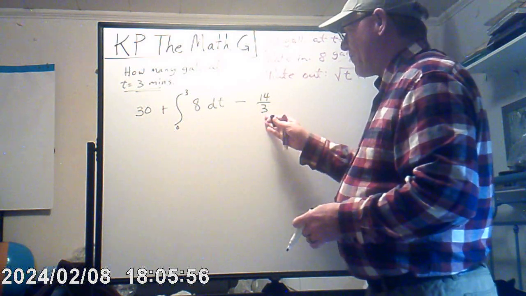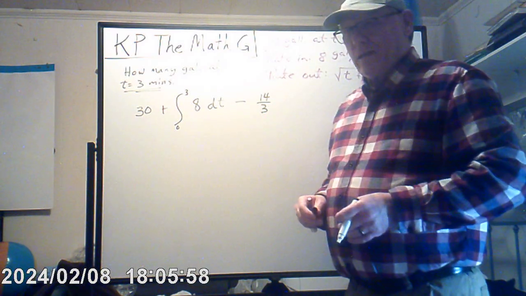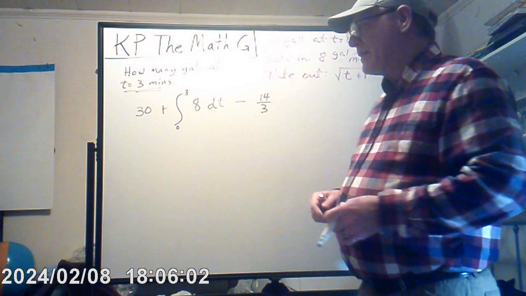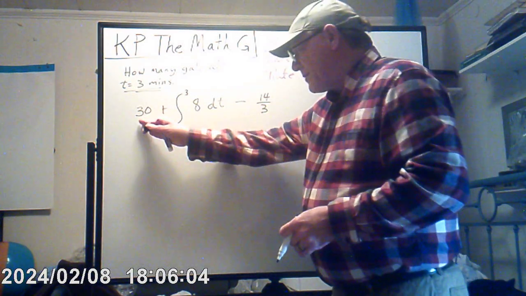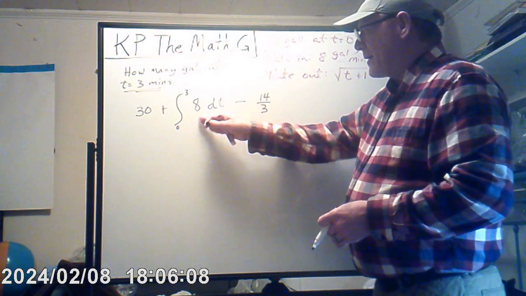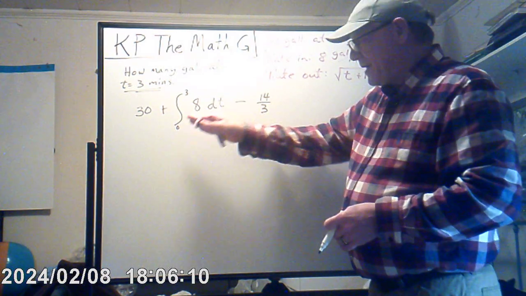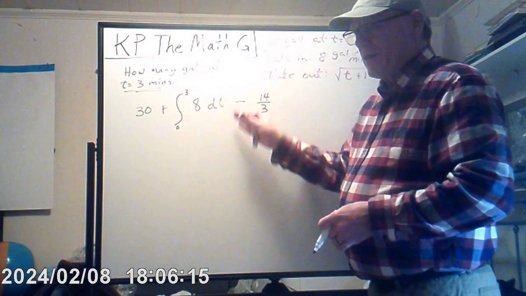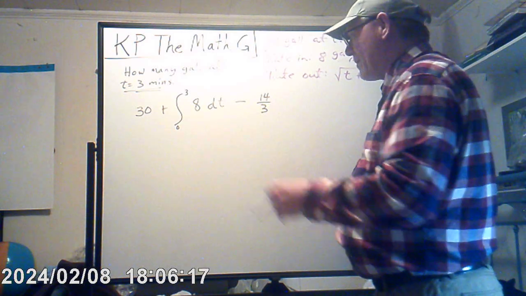We already know that. 14 thirds gallons. No, not per anything, just gallons. This is 30 gallons. This is minus 14 thirds gallons. This is going to be in gallons as well. This is a rate, so I take the antiderivative here. Alright, well that's simple enough.